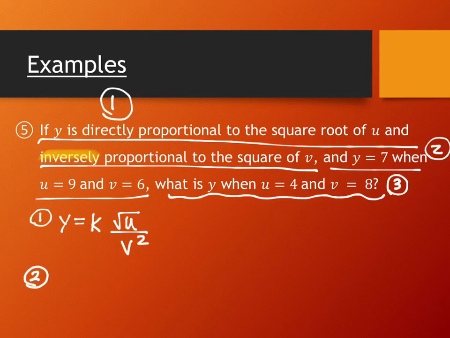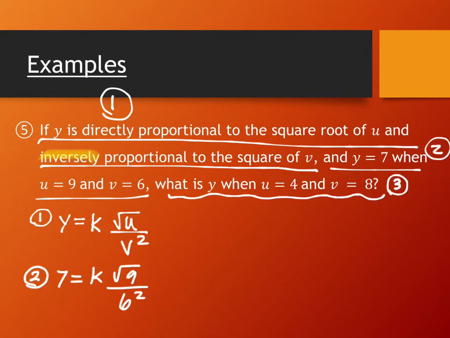Step 2 gives me 3 variables, because I have 3 variables in this problem, which will allow me to solve for k, which is the constant. It's a number. So it tells me that y is 7. k is what I'm looking for. u is 9, so I have the square root of 9. And v is 6, so I have 6 squared on the bottom. Is all that all right?